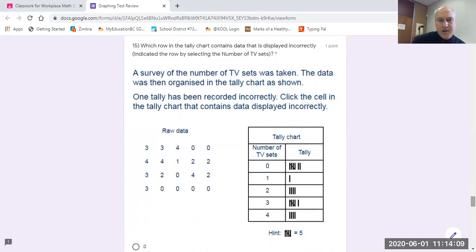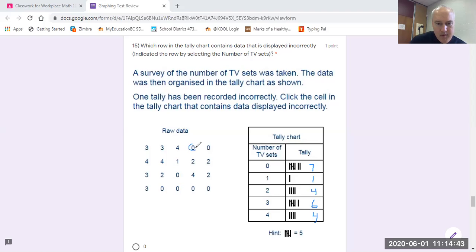So now we are looking at tally charts here, and what it says is which row in the tally chart contains data that is displayed incorrectly, indicated by selecting the number of TV sets. So when we look at this, basically we have 0 is showing 7. Hopefully you can see that, 5 plus the extra 2. This is 1, this one is 4, this one is 6, and this one is 4. So let's just see which one of these is correct. Starting with 0, we should see 7 of these.